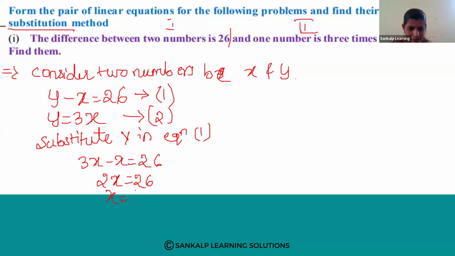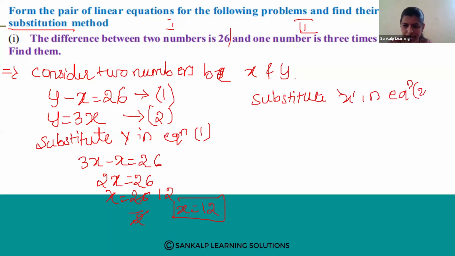So x is equal to 26 divided by, transfer this 2 to this side, 2, 2 ones are 2, twos are 26. That means x is equal to 13. Next, we want two values, x and y. So here we have got one value. So if we want the y value, what you will do? You will substitute the value of x in equation number 2. Then you will get the y value.